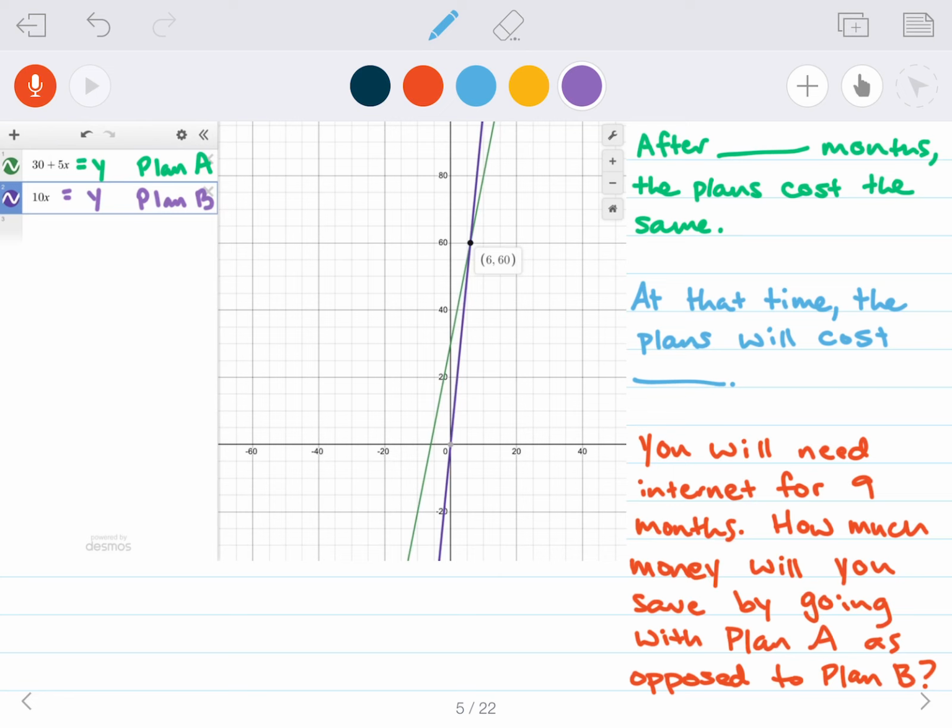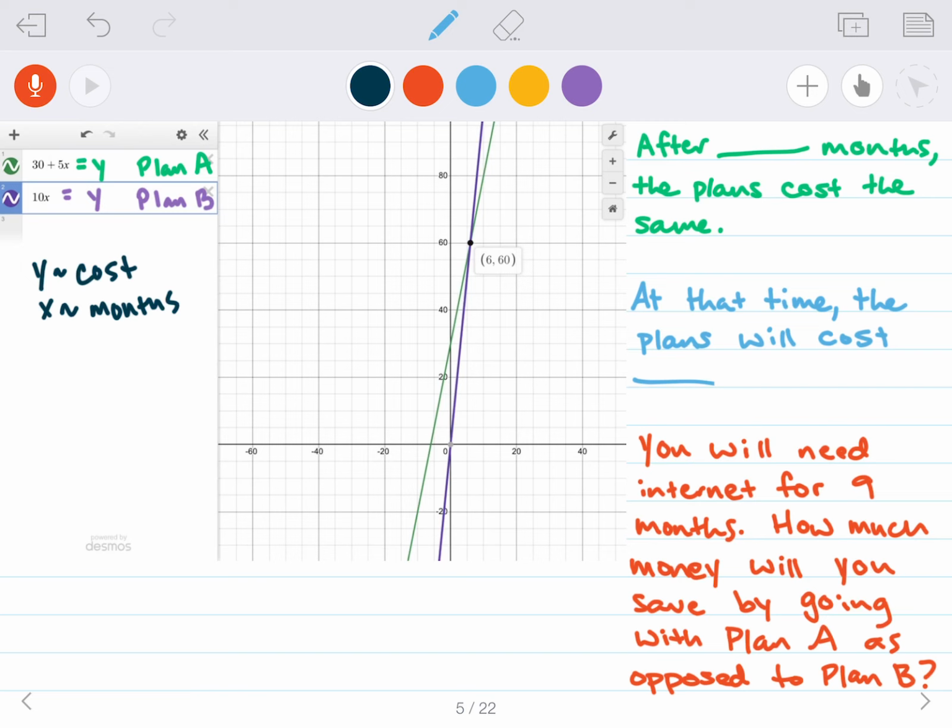So let's first look at the first question algebraically. It says after blank months, the plans cost the same. Well, the cost, how much I'm paying, is going to be our y, the output of the function. So since y is 10x, the cost is 10x. Since y is 30 plus 5x, the cost is 30 plus 5x. And my x is going to be how many months I choose to get internet for, my unit of time.